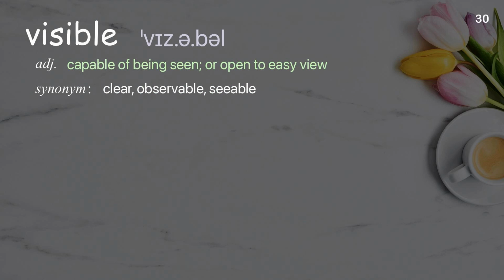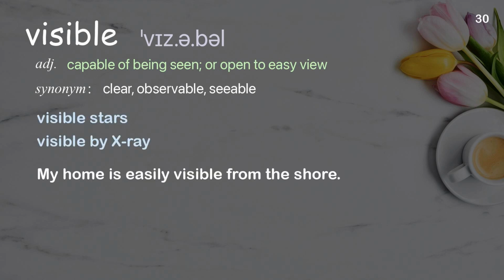Visible. Capable of being seen or open to easy view. Examples. Visible stars. Visible by X-ray. My home is easily visible from the shore.